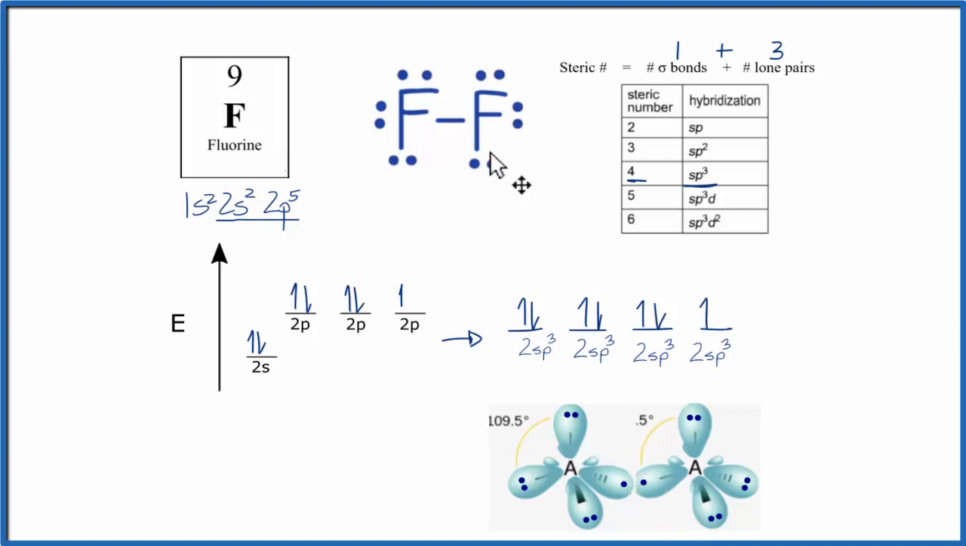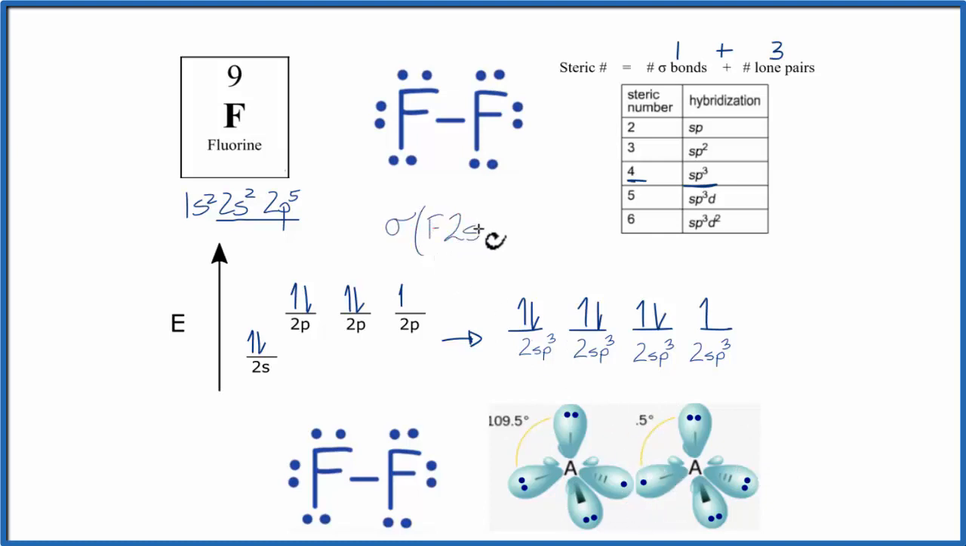And if we look at our Lewis structure, we can see the lone pairs around the F. We can see this bond here, right here between the fluorines. If you were asked to write the hybridization notation for this bond, you could say you have that sigma bond right here, and then it's F2sp3, and then we have the other fluorine here, F2sp3.